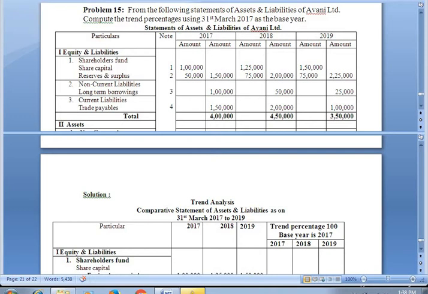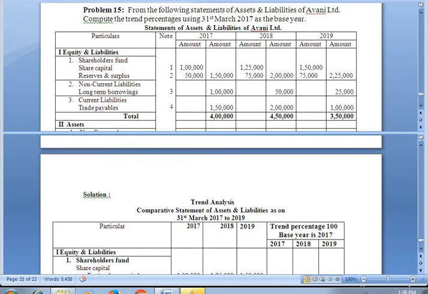Today we will be solving a 15 marks problem on trend analysis, that is computation of trend percentages. This is problem number 15. From the following statements of assets and liabilities of Amni Limited, compute the trend percentages using 31st March 2017 as the base year. These are the statements of Amni Limited from 2017 to 2019.